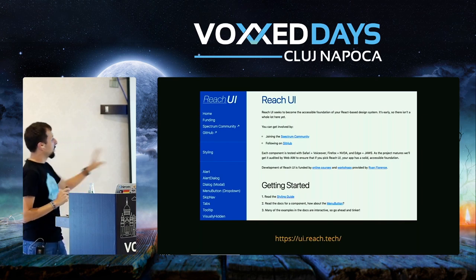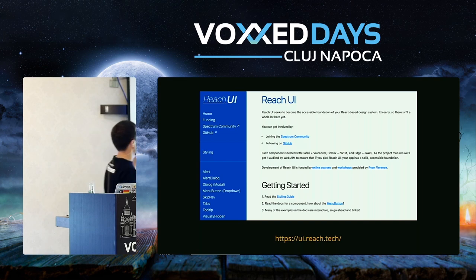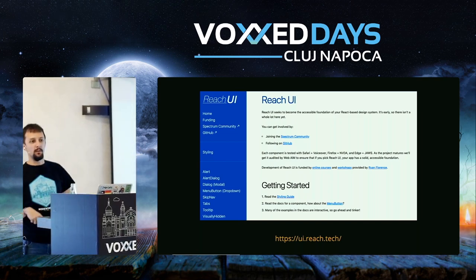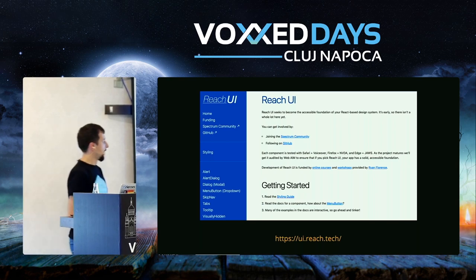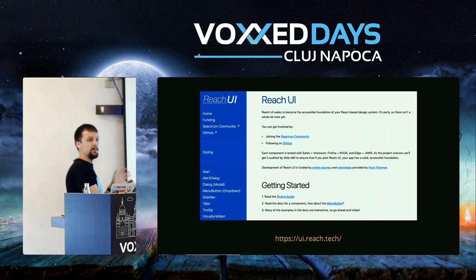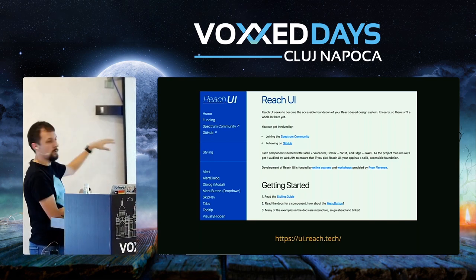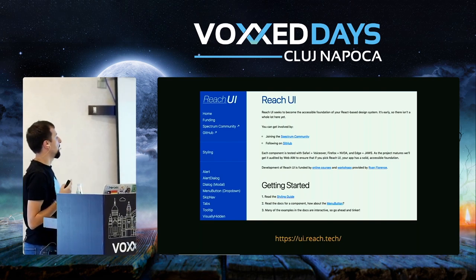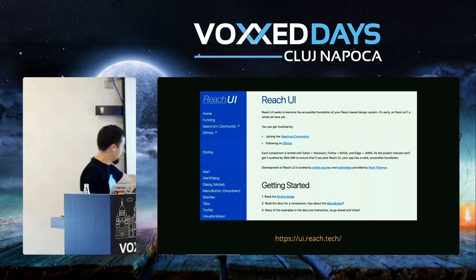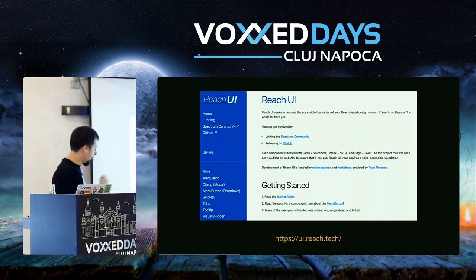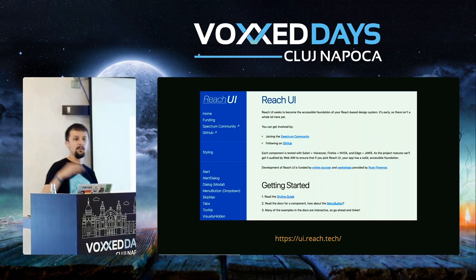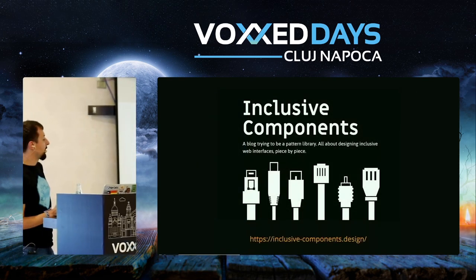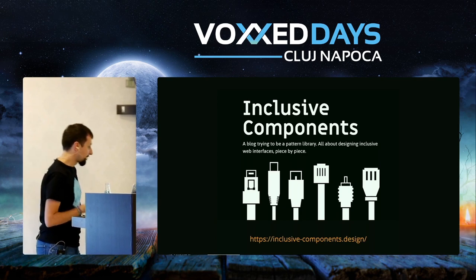Okay, just two other projects that I want to mention here. Rich UI is a library for accessible components for React. They are handling these kind of common scenarios. For example, the Rich Router will handle focus after navigation. There are a lot of elements here like modals that have keyboard support, tabs that are fully accessible and stuff like that. Inclusive Components is another great project.